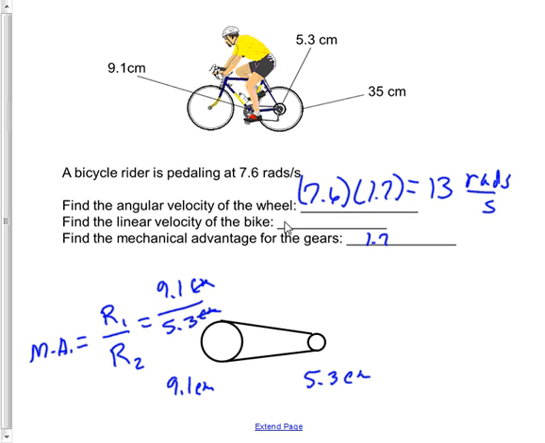Our last thing to find is the linear velocity of the bike, and we could just use v = rω to find that. So v is equal to the radius of the tire. I'll make that in meters, 0.35 meters. So we'll take 0.35 and multiply that by 13, and we will get 4.6 meters per second. That's how mechanical advantage is used to find the linear velocity of a bike.